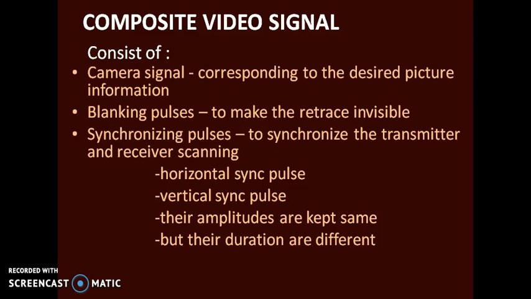So obviously there will be two types of synchronizing pulses. First is the horizontal sync pulse, then the vertical sync pulse. Their amplitudes are kept the same, but their durations are kept different so as to identify them at the receiver side and for proper operation. So basically, the composite video signal consists of three parts: camera signal, blanking pulses and synchronizing pulses. And the synchronizing pulses are divided into horizontal sync details and vertical sync details.